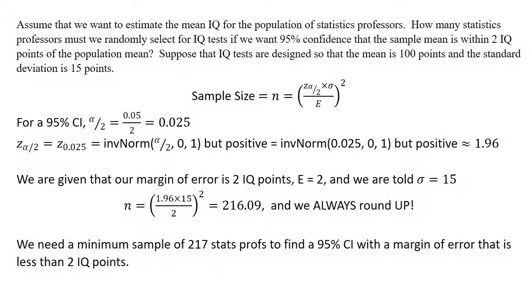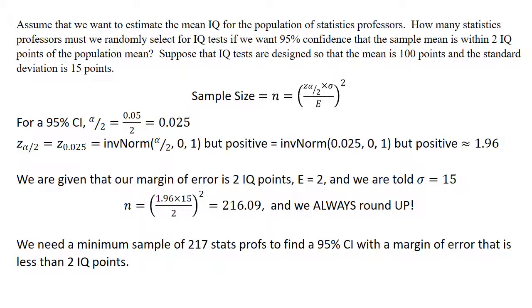So to find z for 0.025, we go inverse norm. We put in 0.025, 0, 1. When we hit enter, we're going to get a negative 1.96, but we don't care. We just want to know how many standard deviations from the true population mean our sample can be to have a confidence interval that catches the true population mean. So that goes into our formula as that z alpha over 2.